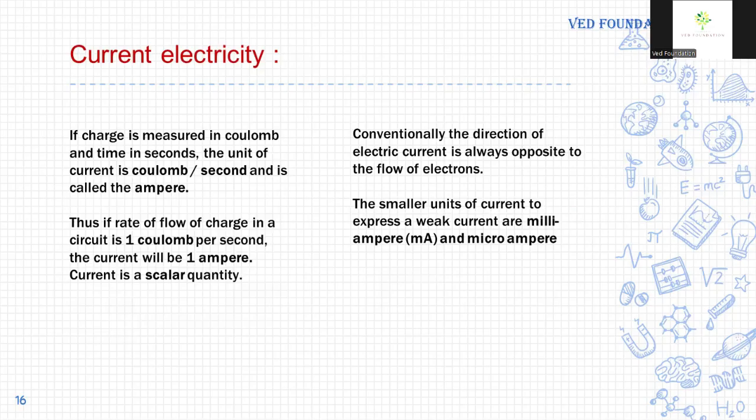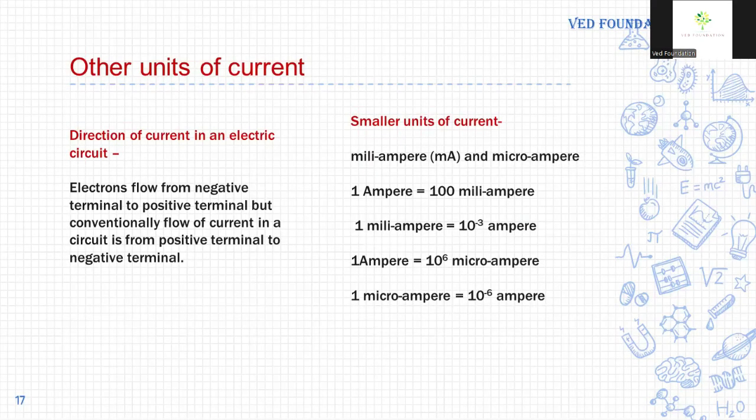Thus, if the rate of flow of charge in a current is 1 coulomb in 1 second, then the current will be 1 ampere. Conventionally, the direction of electric current is always opposite to the flow of electrons. Electrons flow from the negative terminal to the positive terminal inside the cell, and current flows from the positive terminal to the negative terminal of the cell. The smaller units of current to express a weak current are milliampere and microampere. 1 milliampere means 10 raised to minus 3 ampere and 1 microampere means 10 raised to minus 6 ampere.